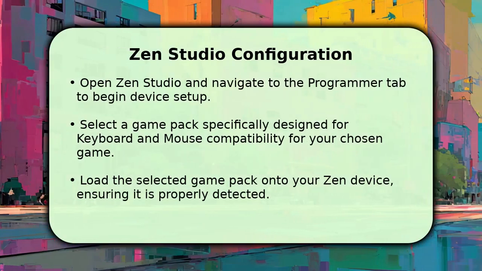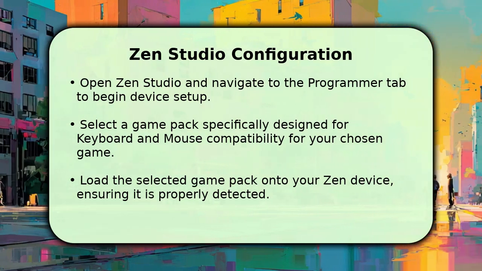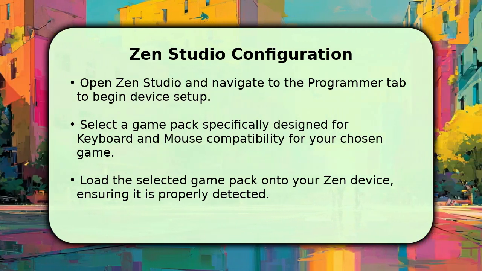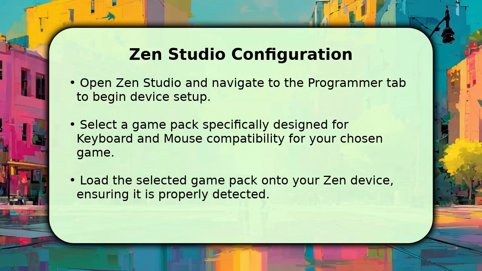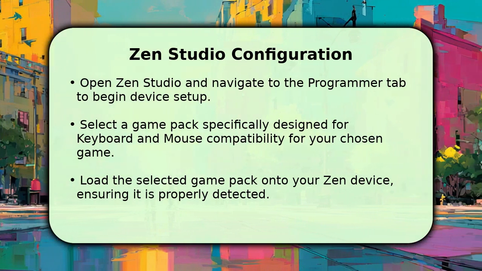Once Zen Studio is installed, open the application and connect your Zen device via its programming port. Head over to the Programmer tab, where you will find a library of available game packs. Carefully select a game pack that is optimized for keyboard and mouse use with your specific game title.